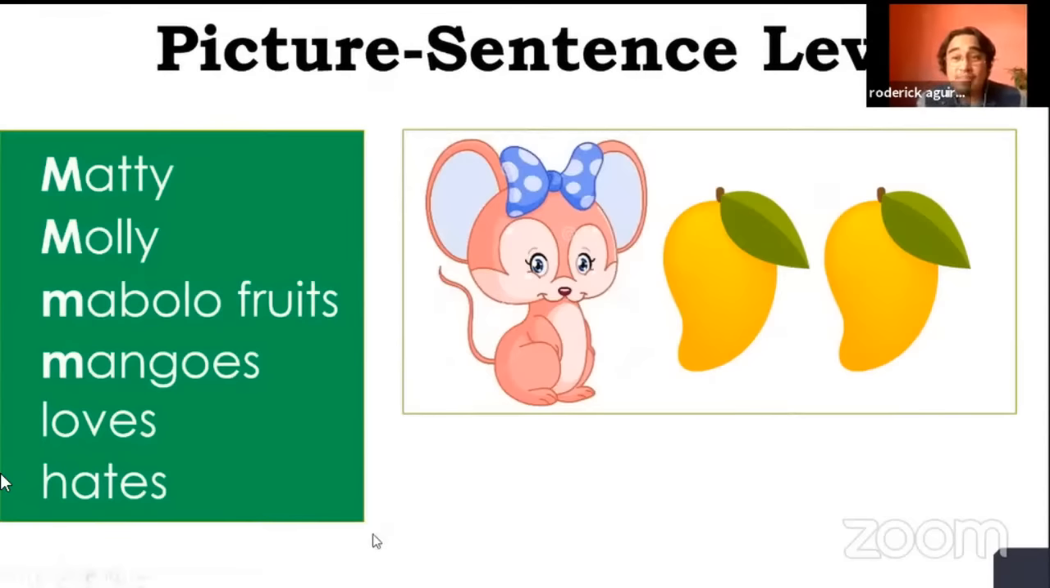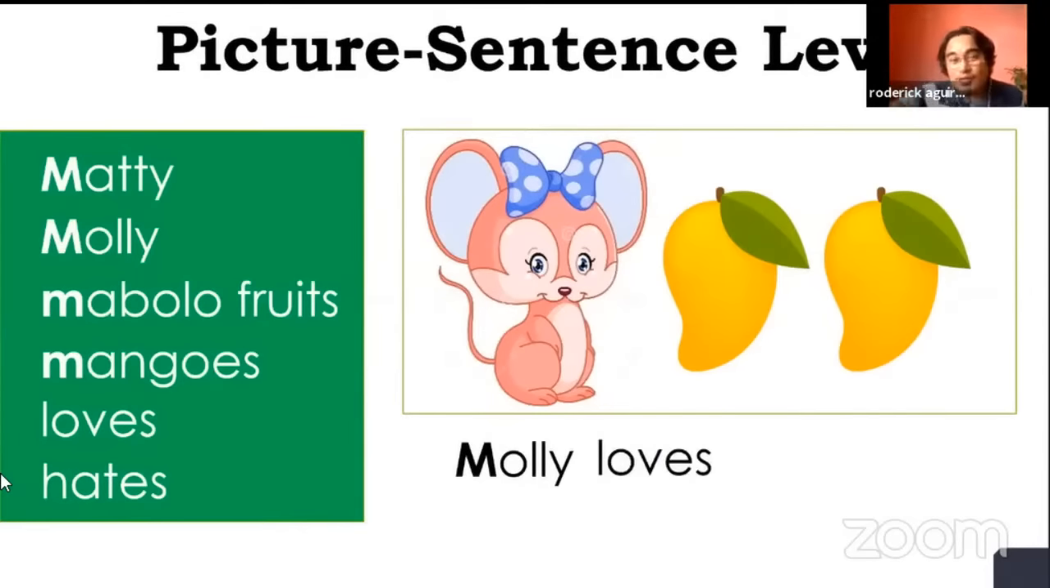Okay, from the two words Mary and Molly, which of these two words or two names would be for girls? Maddie or Molly? Molly po. All right, Molly. Let's look at Molly's face. Is she happy or sad? Happy po, sir. Okay. Which of the words loves, hates would describe the face? Loves po. All right, loves.